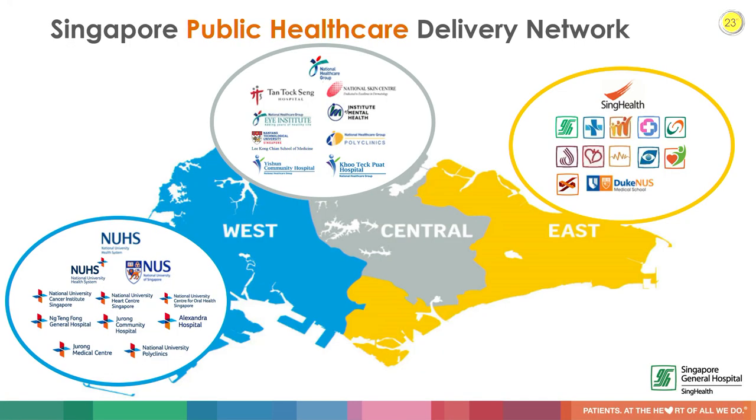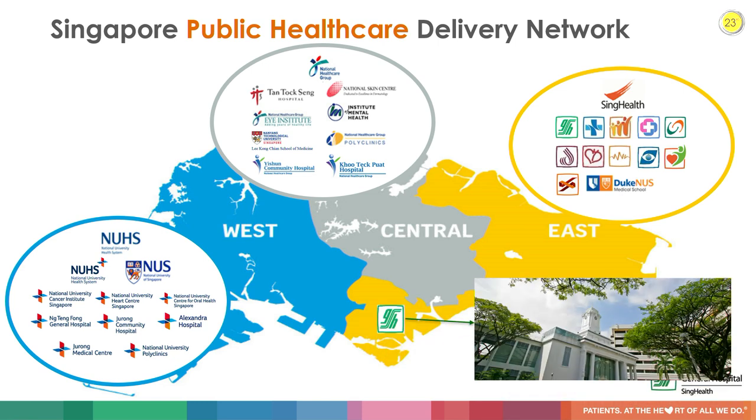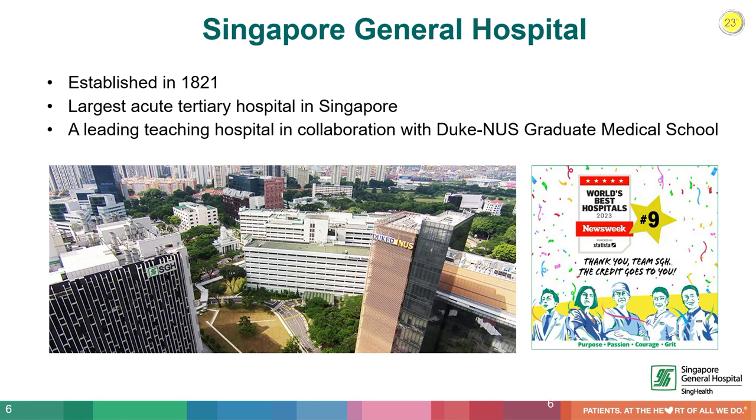So just a brief intro of the Singapore public healthcare system. The public healthcare system is anchored by three clusters: National University Health System, National Healthcare Group, as well as SingHealth. Singapore General Hospital, as one of the SingHealth institutions, is responsible for anchoring population health in the Southeast region.